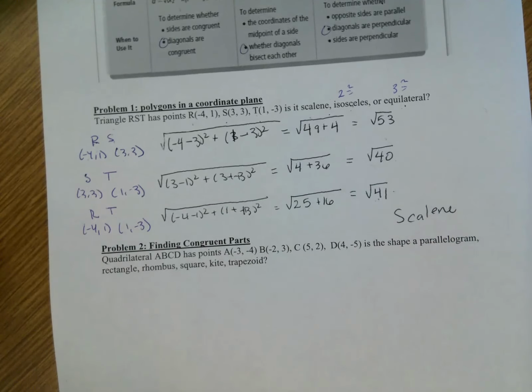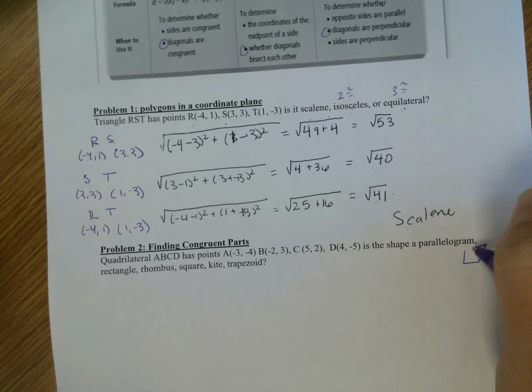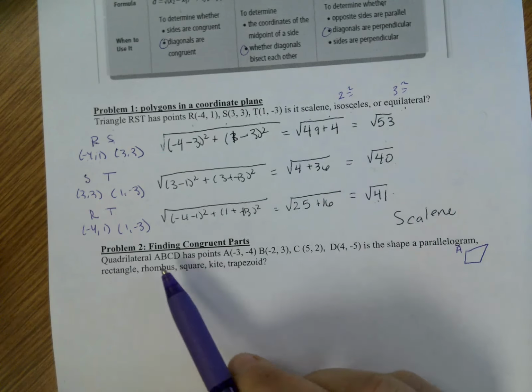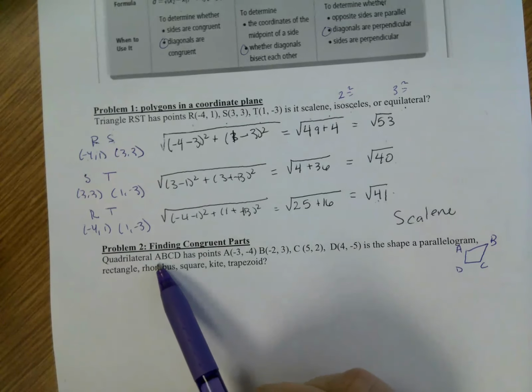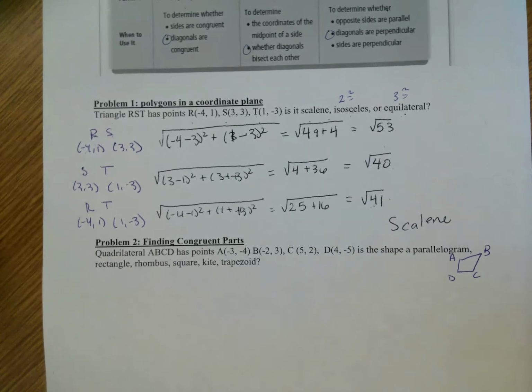So I'm going to figure out the diagonals. So first I'm going to draw this picture. Remember, when you draw a picture, you have to make sure to go in the order A, B, C, D. So I'm going in a clockwise order when I'm naming that shape. So when I'm looking at my diagonals, I have diagonal AC.